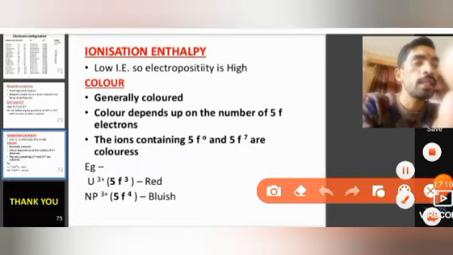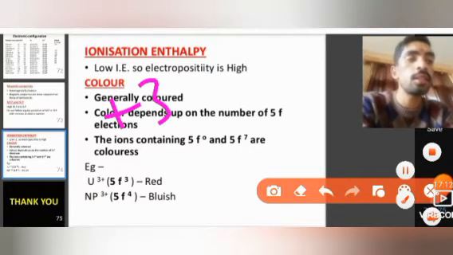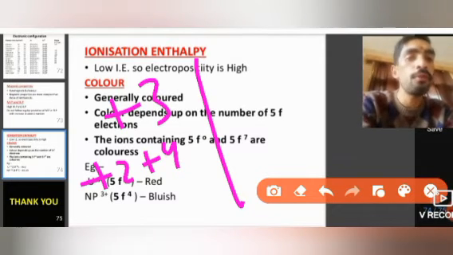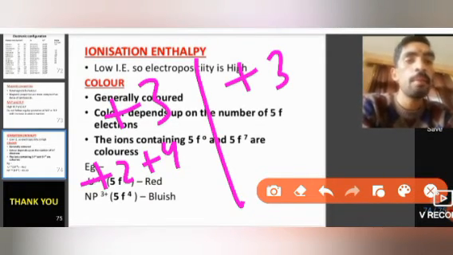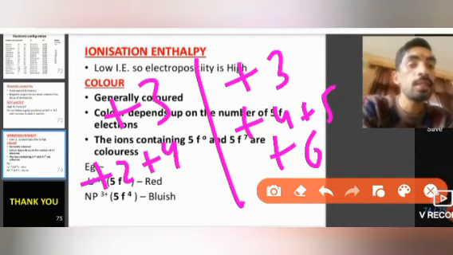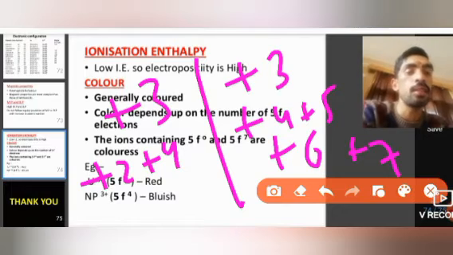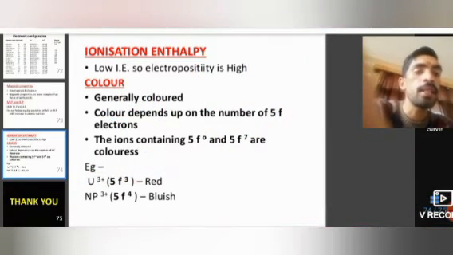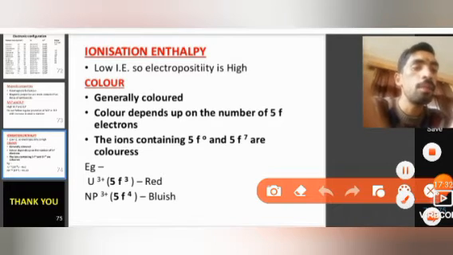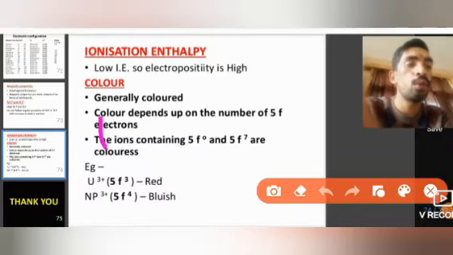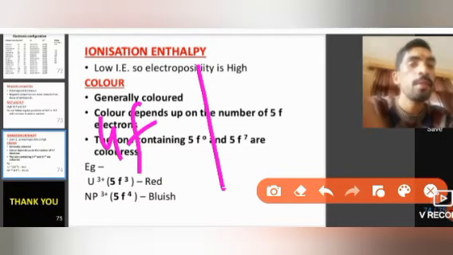Lanthanides mainly show the +3 oxidation state, whereas +2 and +4 also exist. In actinides, +3 is main, but +4, +5, +6, even +7 are also there. So this is the first difference on the basis of oxidation state. The second difference is on the basis of binding energy. The binding energy of 4f in lanthanides is higher, whereas that of 5f is lower.